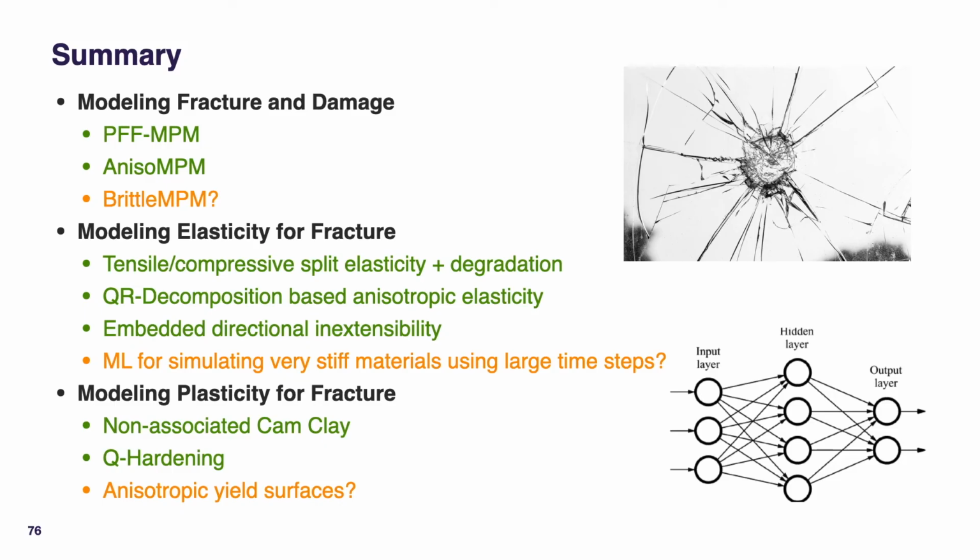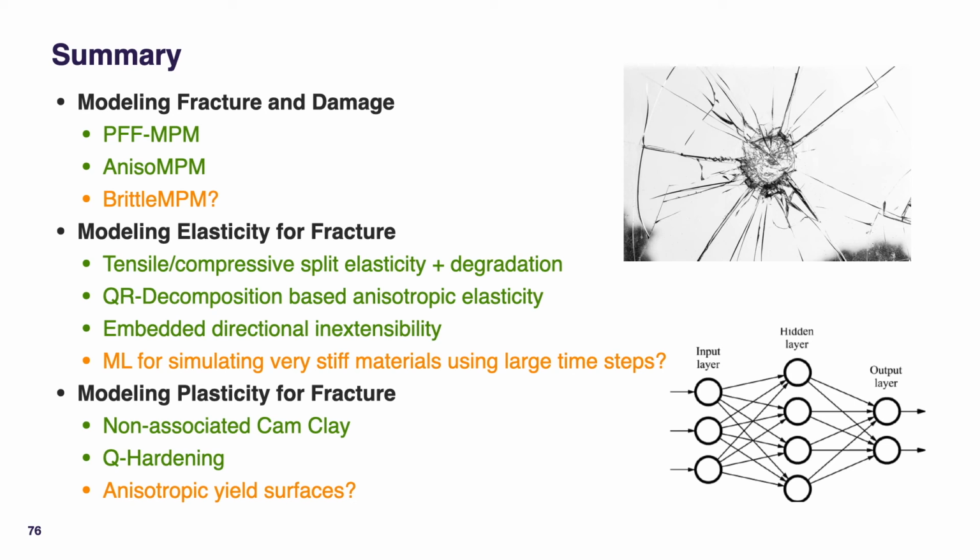So now at long last, let's summarize what we've covered today. As for modeling fracture and damage, we saw how both PFF-MPM and AnisoMPM stand as strong approaches for simulating a breadth of fracture behavior, including for a variety of anisotropic materials. However, we're still missing the ability to model the very fast cracks associated with brittle materials like glass, and for my next project I'm excited about a couple of possible ways to address this, including recent research into modeling strong velocity discontinuities in MPM, and I'll actually give you a sneak preview of this in a second.